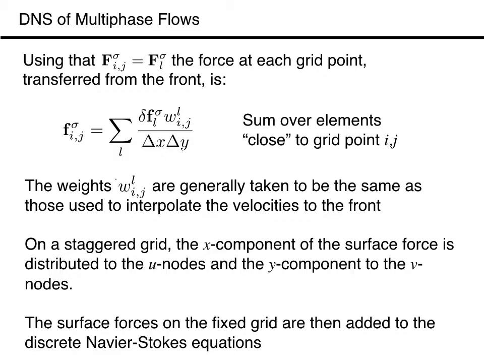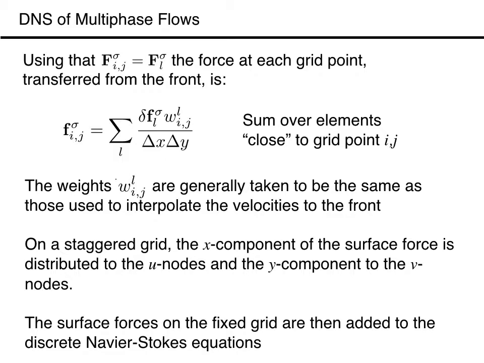In general, each surface element can contribute to more than one point on the fixed grid, and we divide the surface force between the different grid points based on weights W, where the subscript L denotes the element and the subscript i, j denotes the fixed grid points. Obviously, the weights for each element must add up to 1 so that the total force is accounted for. When we use a staggered grid where the different velocity components each have their own control volume, the different components of the surface force are distributed to different locations on the fixed grid.